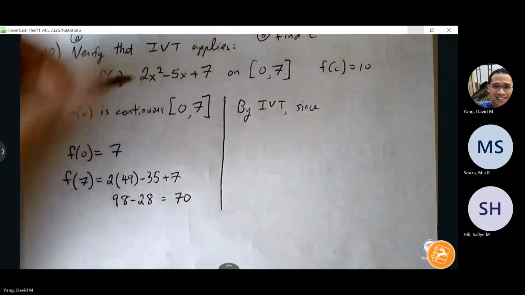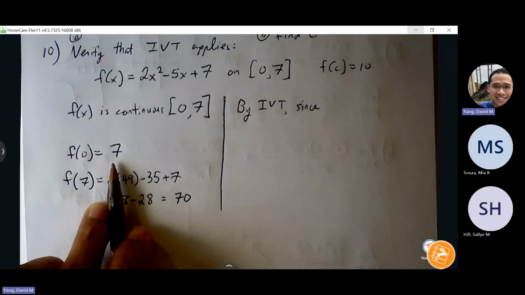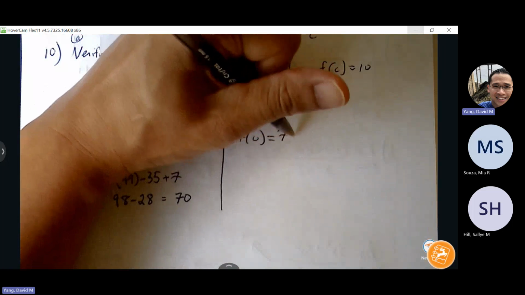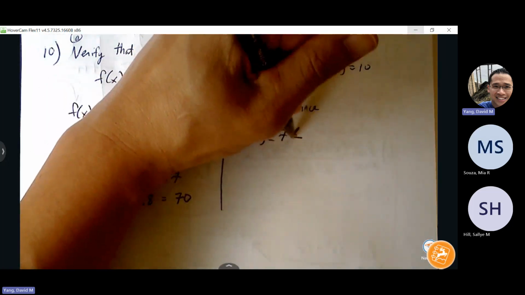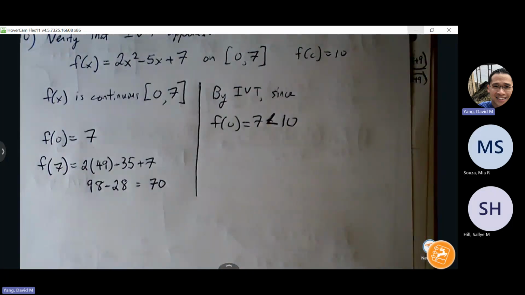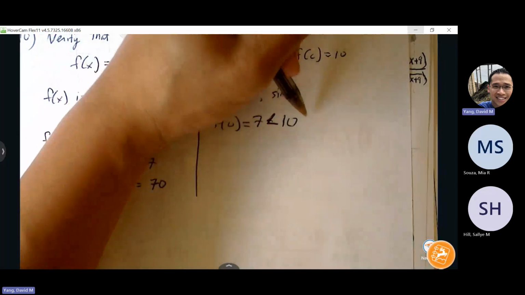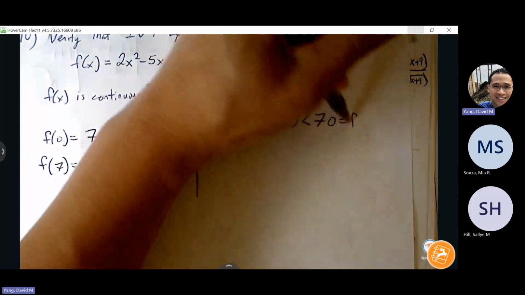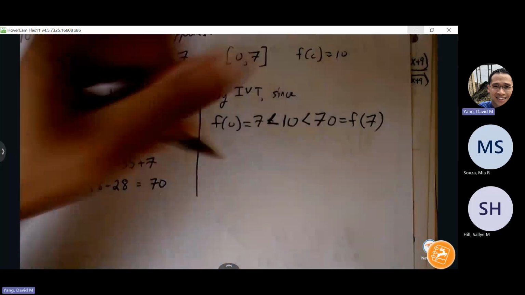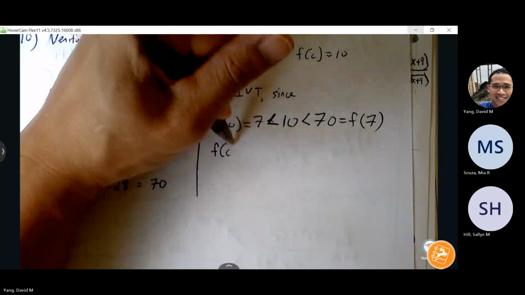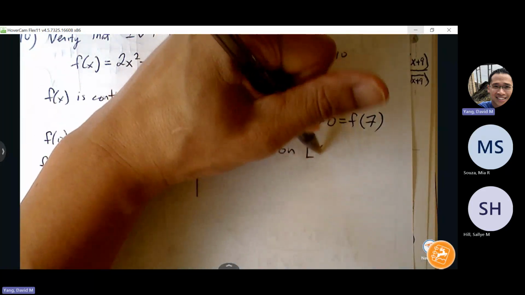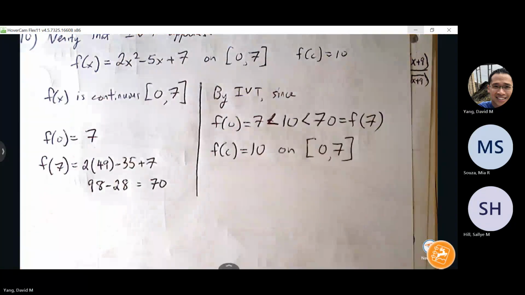since my lower point is at 7, I'll say it's coming from one of my endpoints, f of 0 equals 7 is less than 10, and 10 is sitting nicely between 7 and 70, and 70 is coming from my other endpoint. I know that there must be a y value of 10 somewhere on the interval from 0 to 7.